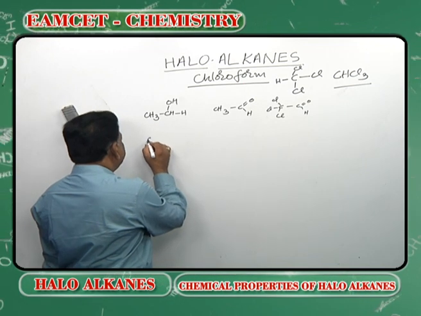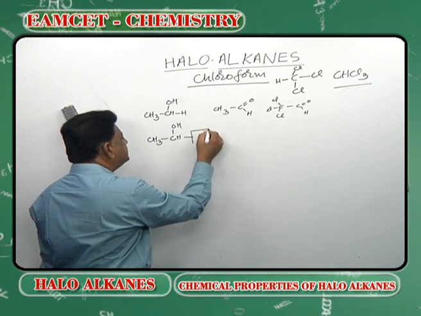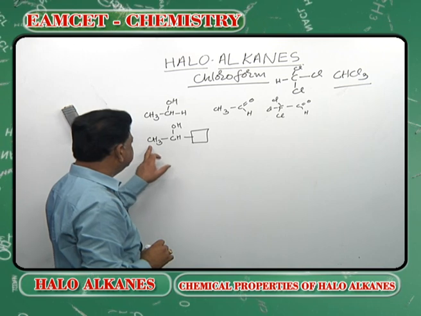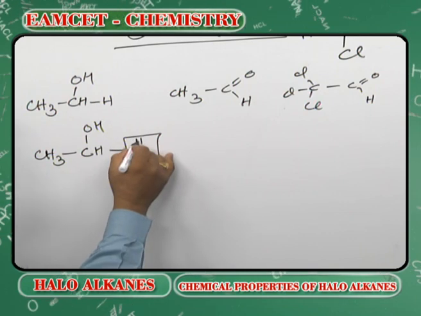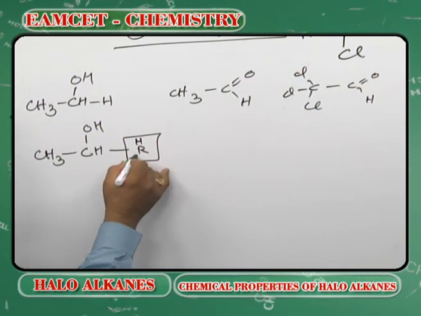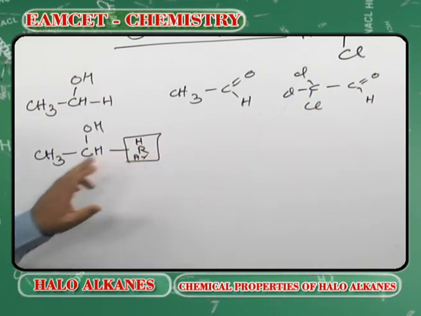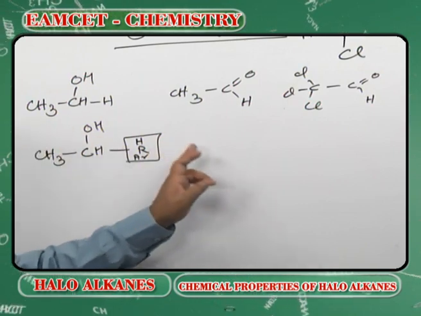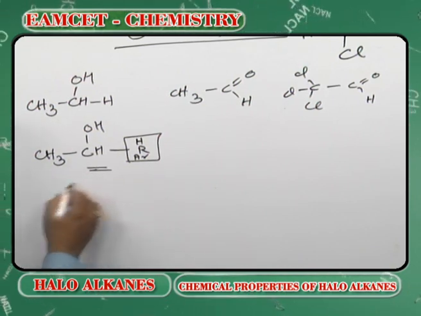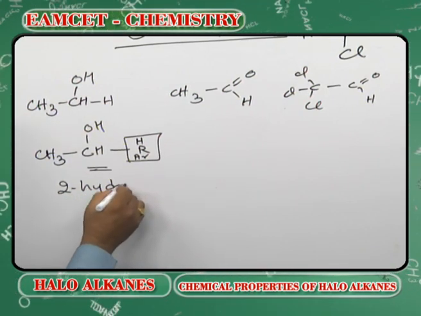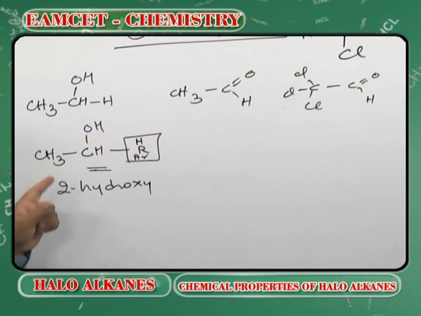In addition, it is not only ethyl alcohol, but all the alcohols which have the common structure CH3CHOH-R. This R can be a hydrogen, an alkyl, or an aromatic group also. Hydrogen means it is ethyl alcohol. Alkyl means it is 2-propanol, 2-butanol, 2-pentanol, 2-hexanol. See that the hydroxy should be on the second carbon. So all 2-hydroxy alcohols are going to give the test, except that ethyl alcohol has hydrogen on the right side.